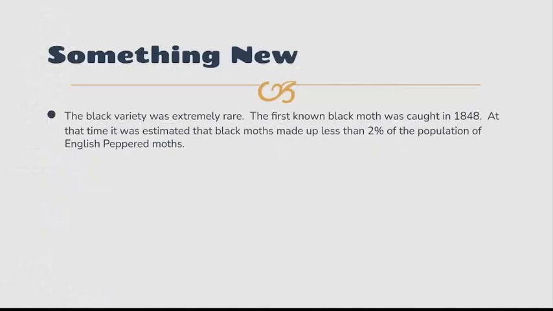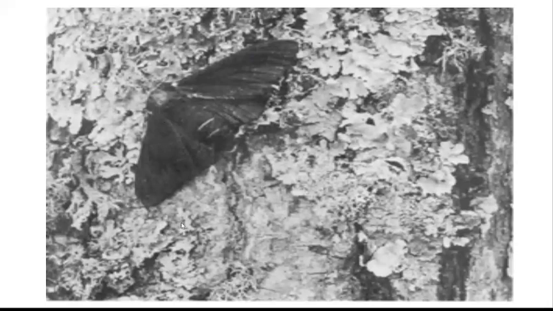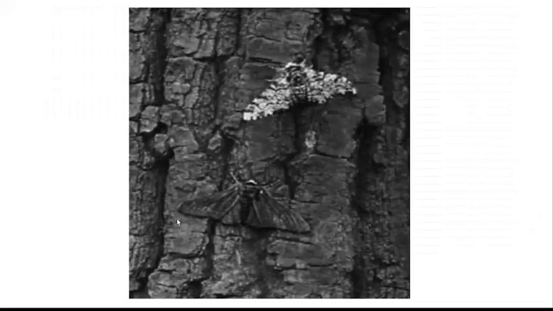So the first known black one was only caught in 1848. At that time, the black moth actually made up less than 2% of the population. So you could see this. It really looked obvious. You could look at these trees and you'd be like, maybe this is a white one, but hey, this is a black moth right away. I'm gonna go eat them. Well, you're probably not gonna eat them, but the predators will.